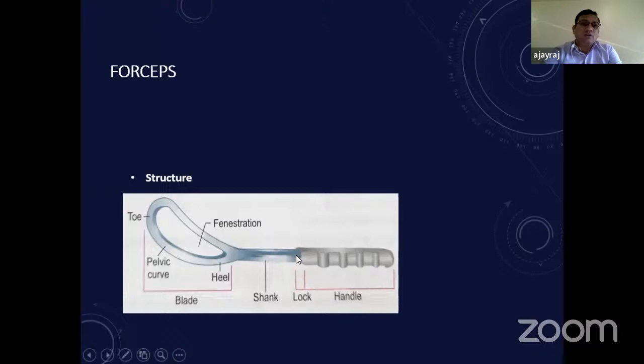This is the lock. As there are two parts of the blade, centrally there is a placement to attach these parts, that is called the lock, and this is the handle to hold the forceps.